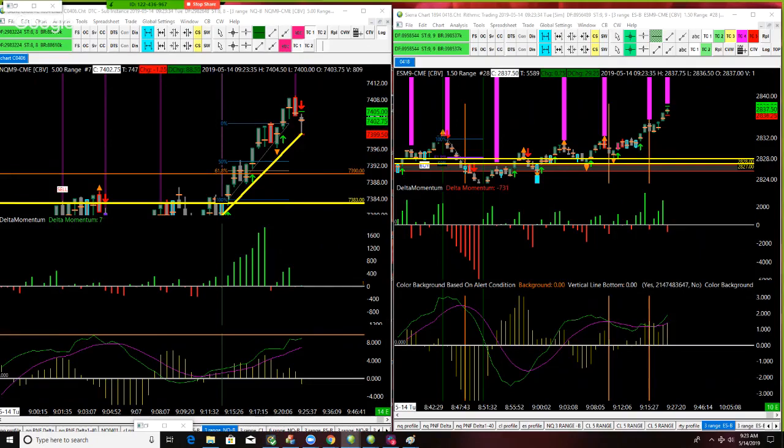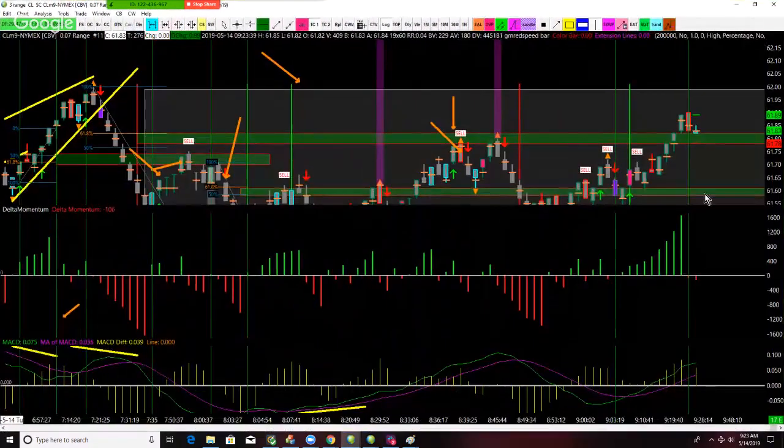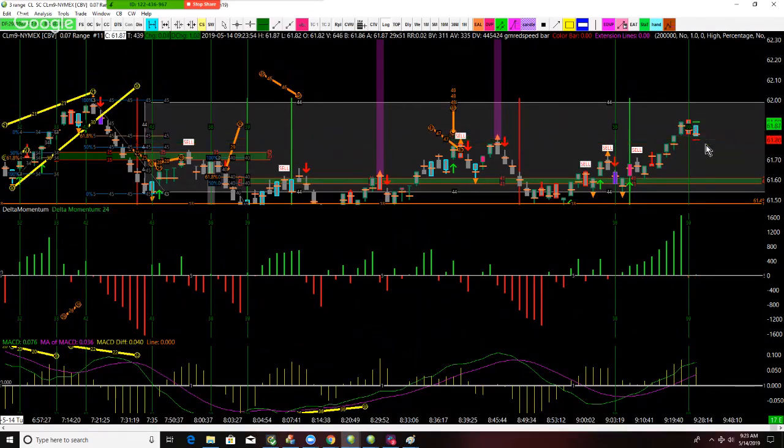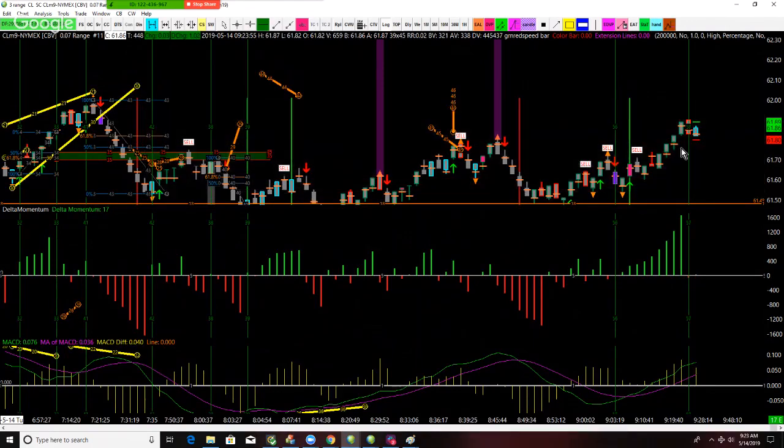Interesting. If they can't push to a new high on this, see all the energy they've expanded, right? Potential divergence. Run into the mid. Push down.